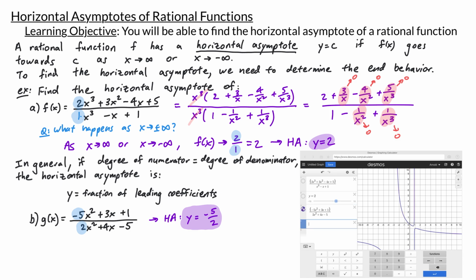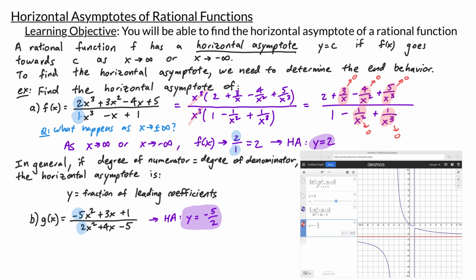Our horizontal asymptote, we found that to be y equals negative 5 over 2. And we see here that if we were to trace our graph to the left, it gets closer and closer to that red line. If we trace our graph to the right, it gets closer and closer to that red line. So again, as long as the degree of the numerator is the same as the degree of the denominator, our horizontal asymptote is going to be y equals the fraction of the leading coefficients. So you might wonder, what if the degrees are not the same?